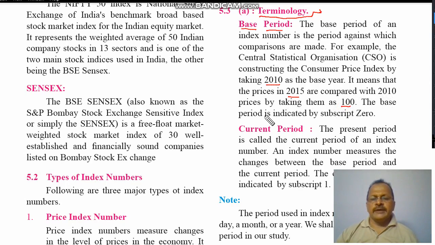The base period is indicated by subscript 0. That means if we are denoting period by the letter A, then the base period can be denoted by A0. This 0 is suffix. And the current period can be denoted by A1. A0, A1. If we are denoting period by A, then A0 is base period, A1 is current period.